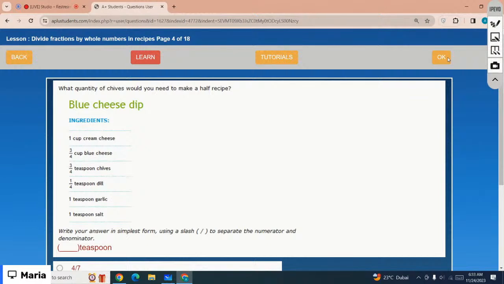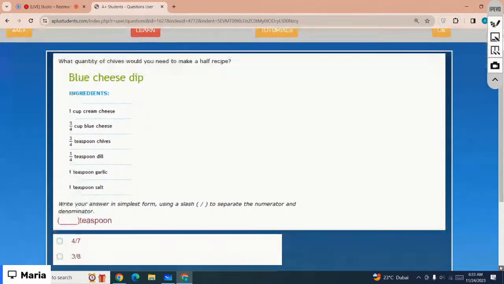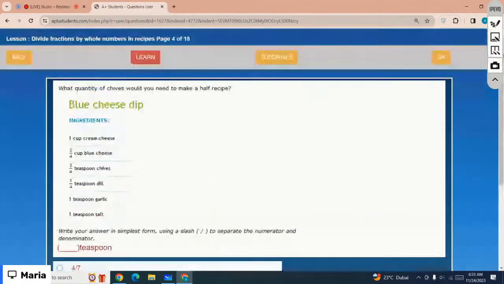Which option is the correct one? That would be 3 over 8. The correct option is 3 over 8, right? You can solve and check, the correct option is 3 by 8.